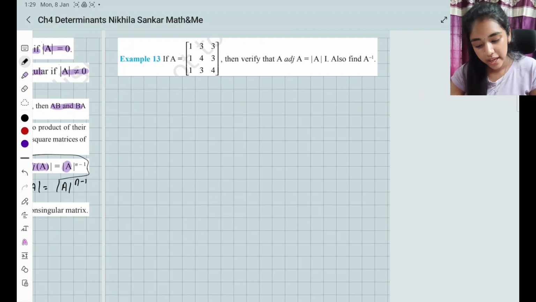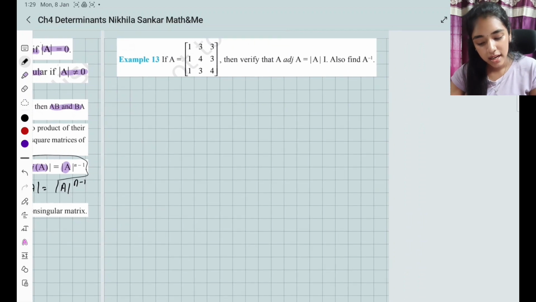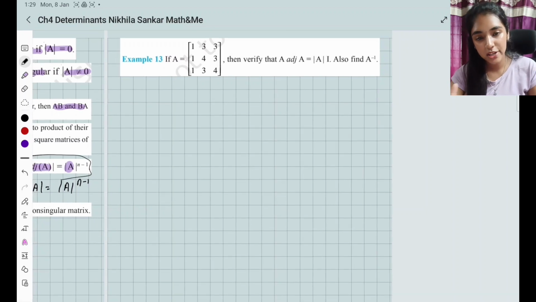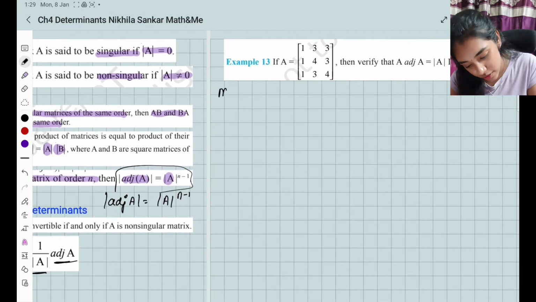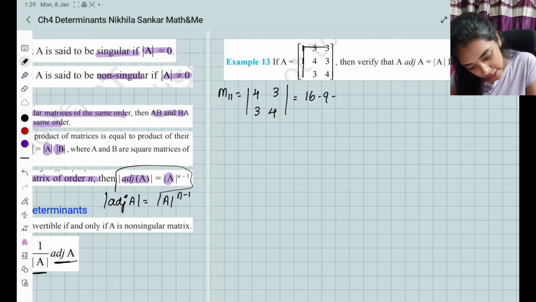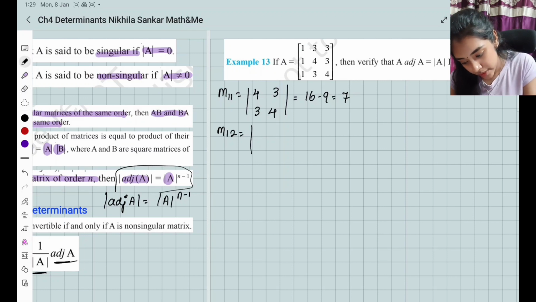You have, if A equals this, then verify that A times adjoint A equals determinant A times I. Also find A inverse. Okay, so first A கொடுத்திருக்கான், adjoint A என்னன்னு கண்டுபிடிப்போம். So adjoint A க்கு என்ன வேணும்? First minor வேணும். So I need to find out M11. M11 na determinant of 4, 3, 3, 4, which is going to be 4 4s are 16 minus 9. 16 minus 9 is going to be 7. Okay, then M12. M12 எப்படி கண்டுபிடிக்க போறோம்? It's going to be this.